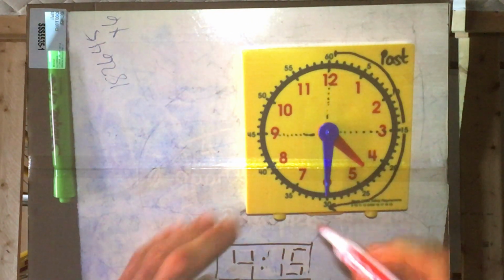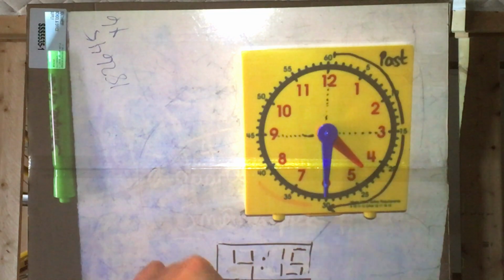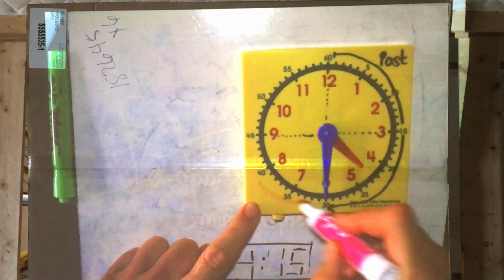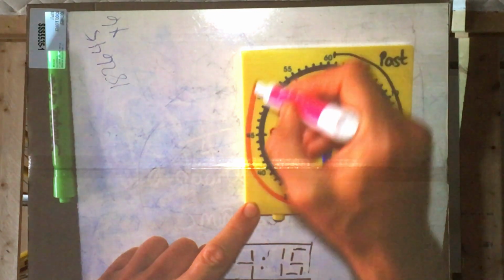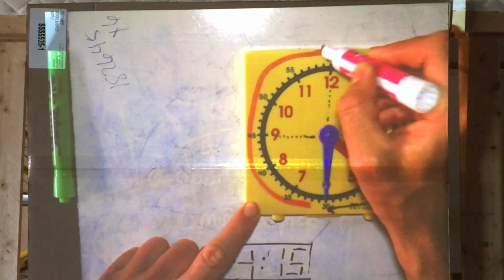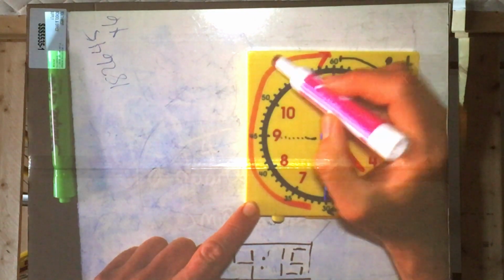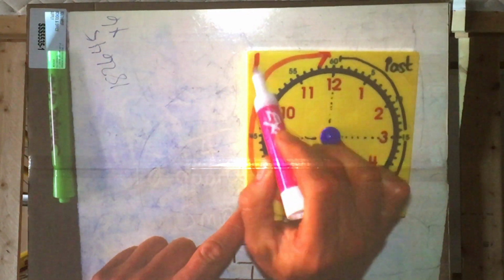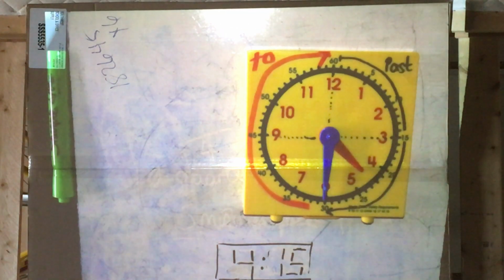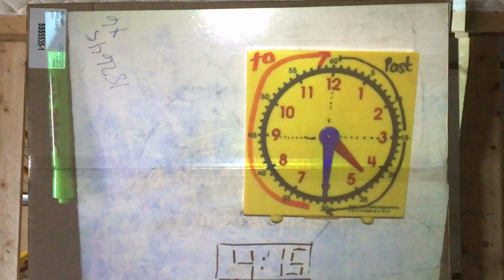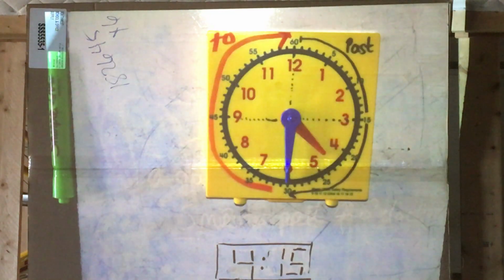Let's see if this works. Nope, red's not showing. Maybe pink. Okay, yeah. So between there and there, we talk about how many minutes to the next hour. And this is where it just gets a little bit more complicated, and most kids find this a little bit more challenging. And we'll go through it.